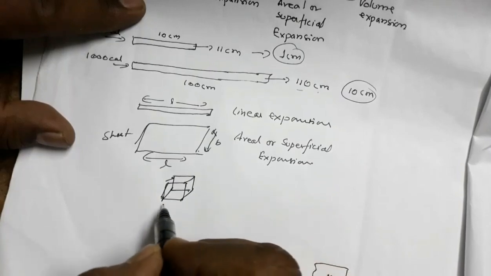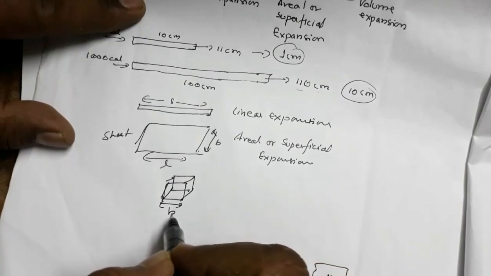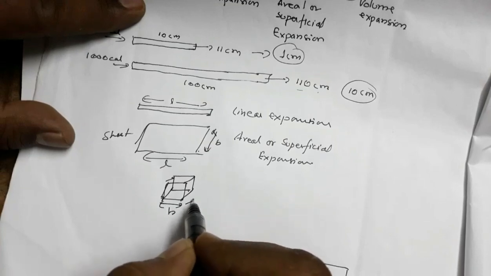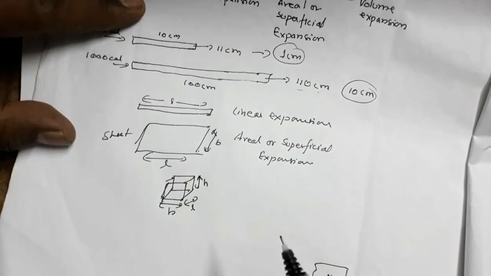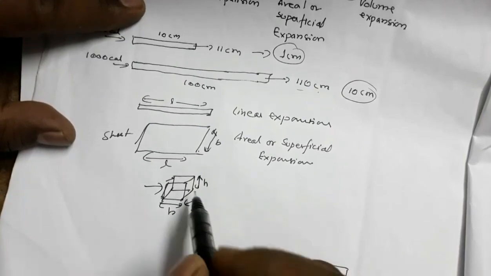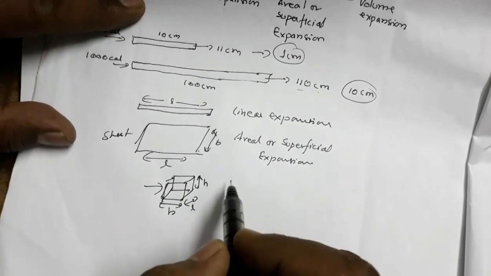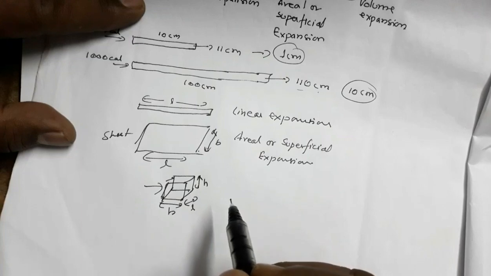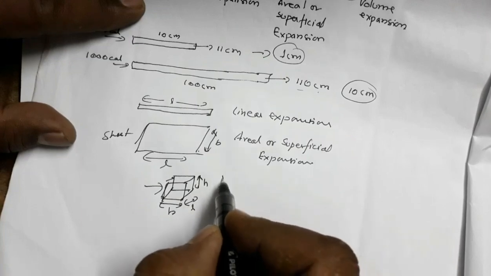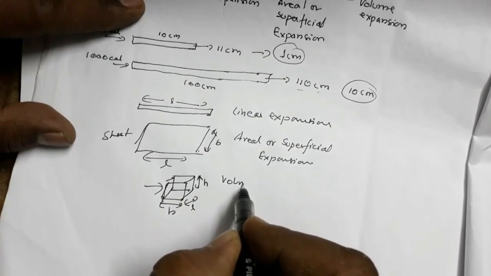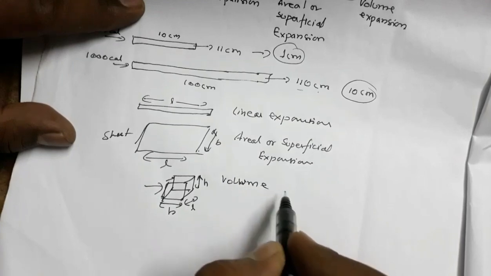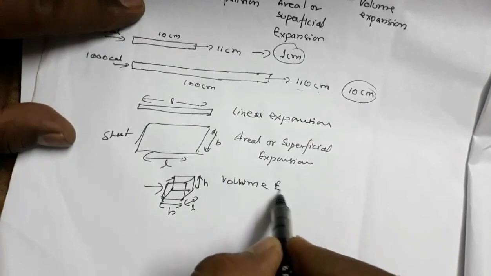Okay, now in this case, see this breadth. This is the breadth, this is the length, and this is the height. So all the three dimensions in this case are pronounced. When heat is given to this, there will be an increase in breadth, increase in length, and increase in height. So for such objects where all the three dimensions are more pronounced, when heat is given, we will be considering the volume expansion.